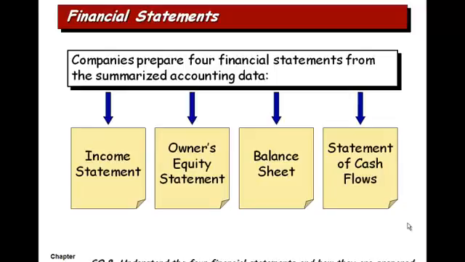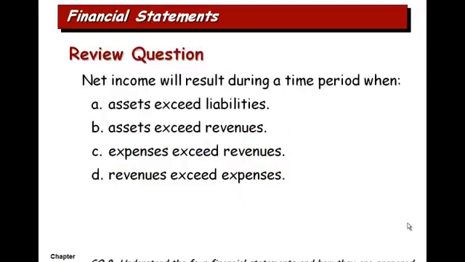Okay, so companies prepare 4 financial statements from the summarized accounting data. So we have the income statement, owner's equity statement, balance sheet, and statement of cash flows. Review question: net income will result during a period when assets equal liabilities, assets exceed revenues, expenses exceed revenues, or revenues exceed expenses. So net income will result during a time period when revenues exceed expenses.